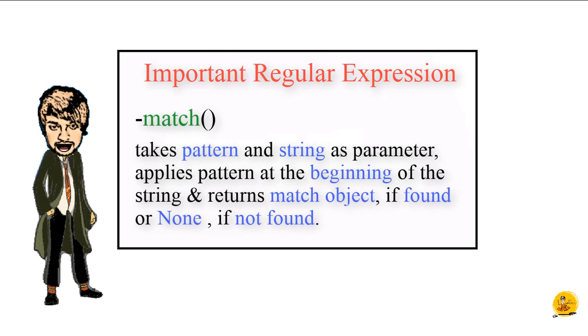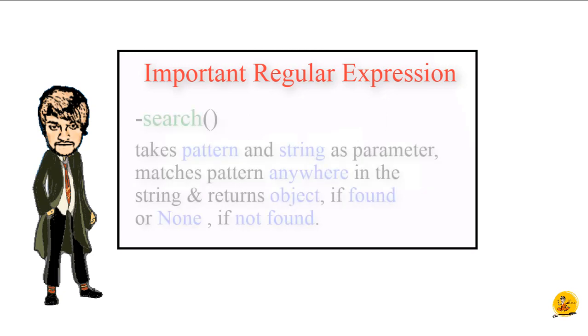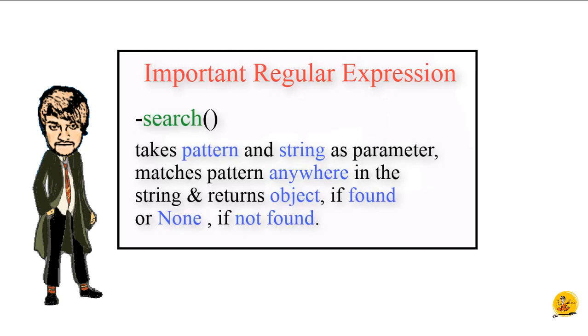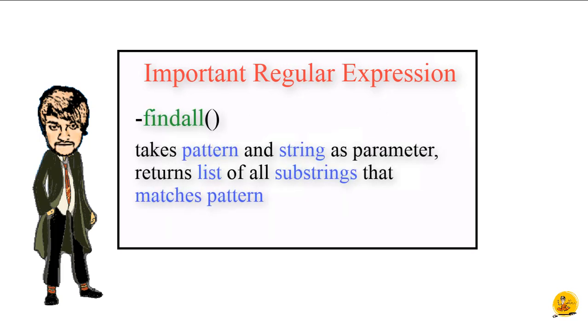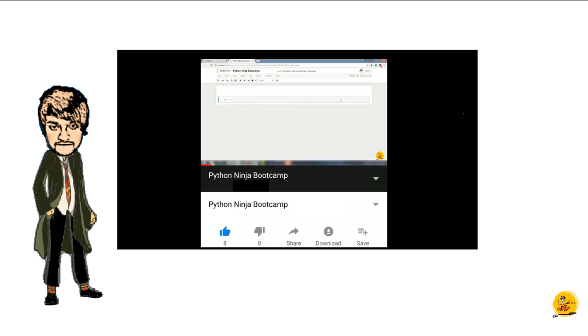The match method takes a pattern and a string as parameters. It applies the pattern at the beginning of the string and returns the match object if found, or None if not found. Next, the search method takes a pattern and a string as parameters. It matches the pattern anywhere in the string and returns the object if found, or None if not found. The findall method takes a pattern and a string as parameters. It returns a list of all the substrings that match the pattern.